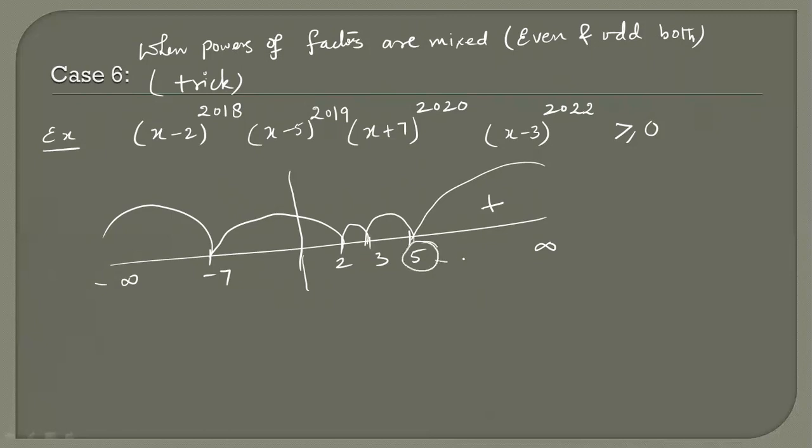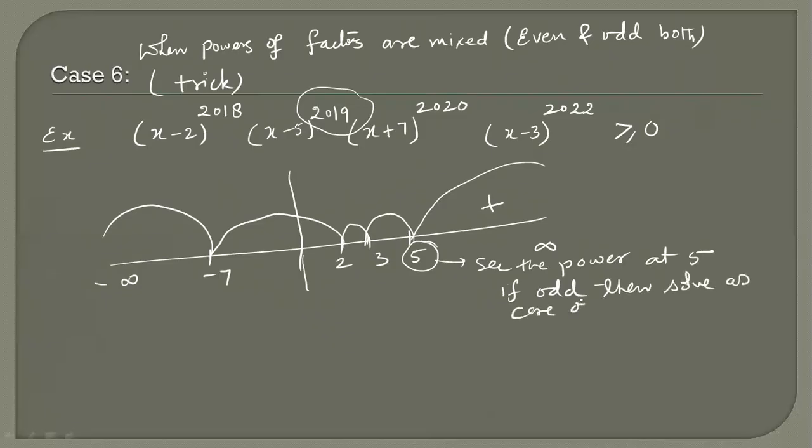See this critical point. See the power at 5. The power at 5 is odd. If odd, then solve as in the case of linear. And what is the case of linear? Alternate sign: plus, then minus, then plus. So we will put the sign in the right as alternate sign. So the alternate sign of plus is minus.